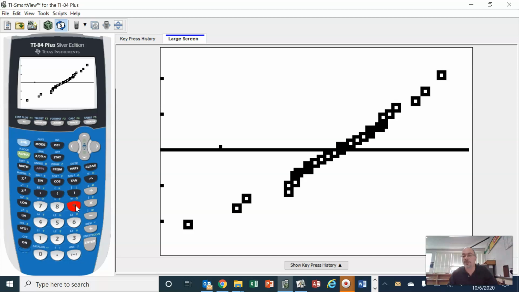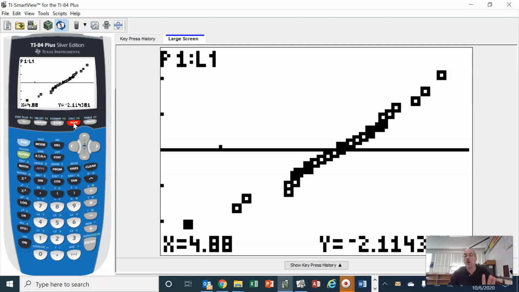And here's the cool thing. You ready? Remember, this is plotting the z-scores, x minus the mean divided by the standard deviation. Check this out. I'm going to hit the trace button. Look at that. The x value 4.88, the y value, that's your z-score, negative 2.11. Whoa, that is so cool. The 5.07, the z-score for that one is negative 1.62.